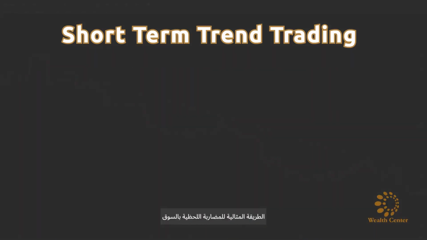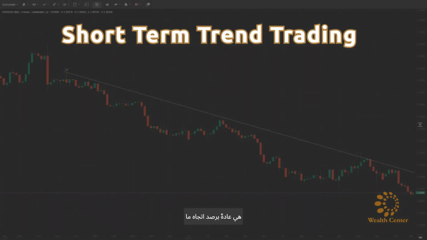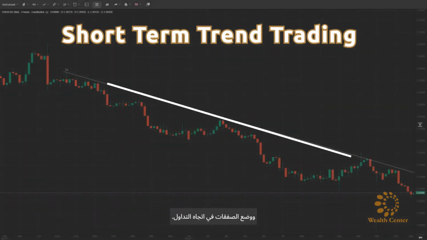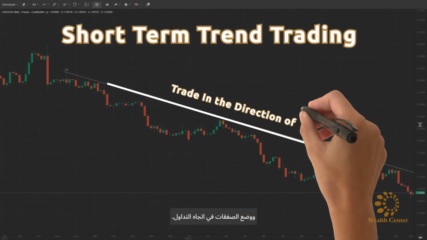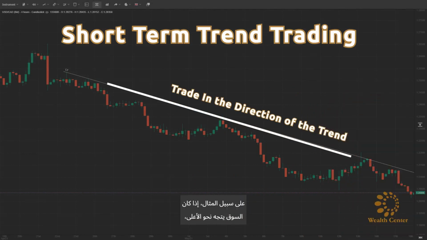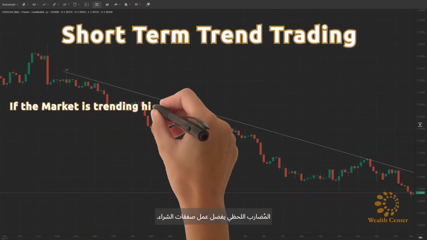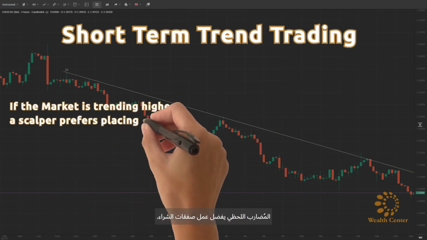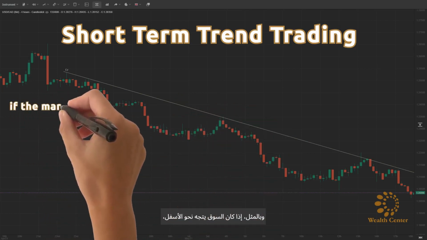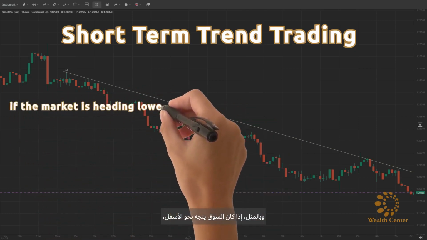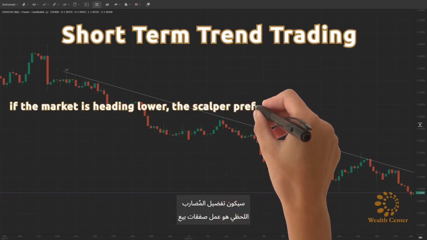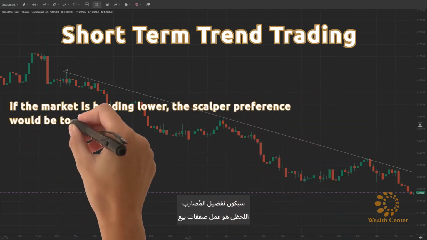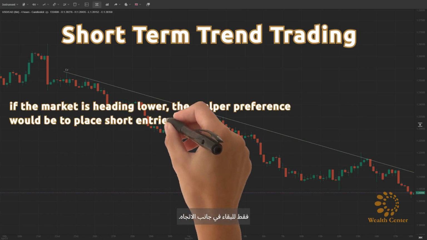An ideal way to scalp the market is usually to spot a trend and place the trades in the direction of the trend. For example, if the market is trending higher, a scalper prefers placing long trades. Similarly, if the market is heading lower, the scalper's preference would be to place short entries just to stay on the side of the trend.